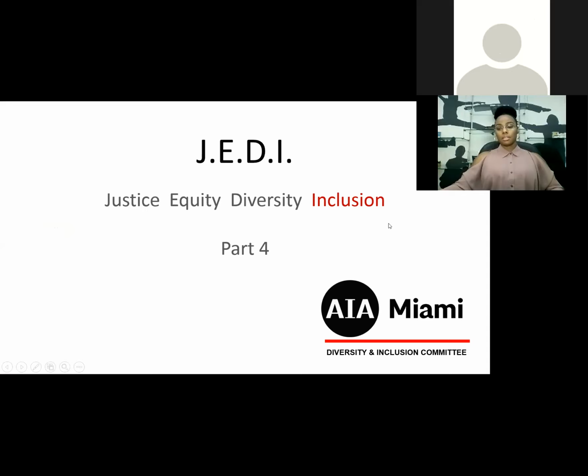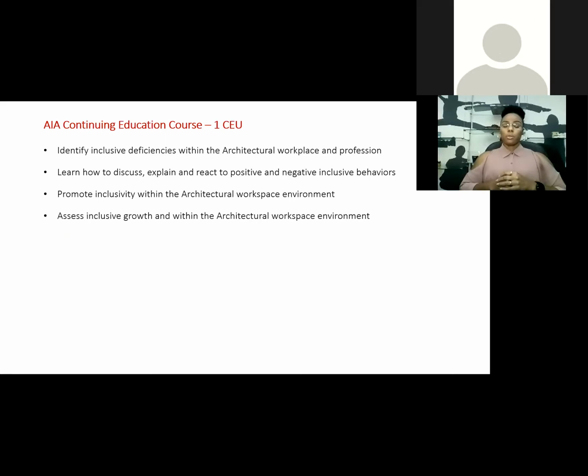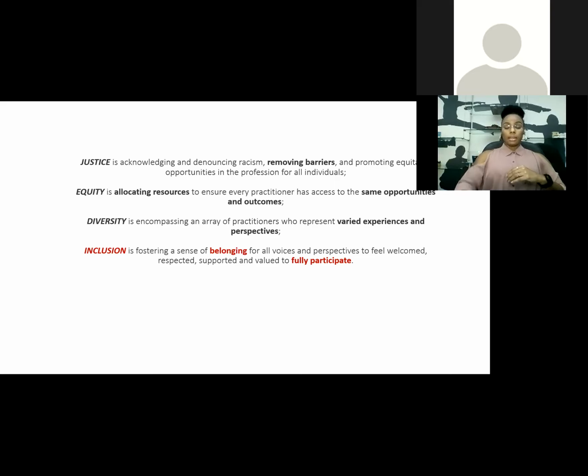Looks good. Awesome. Okay, so like I said, this is the 4th installment, and it's in regards to inclusion, which is the 4th installment for the JEDI series. Now, this course will be worth 1 CEU credit, and what we're going to do today is identify inclusive deficiencies within the architectural profession as well as the architectural workplace. We're going to learn how to discuss and explain positive and negative inclusive behaviors. We're going to promote inclusivity within the architectural workspace, and I'm going to show you how you can do that. And finally, we're going to learn how to assess growth within the architectural workspace environment. Now, that is a mouthful.